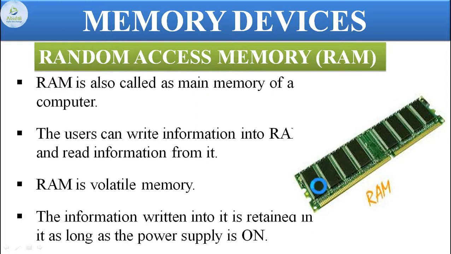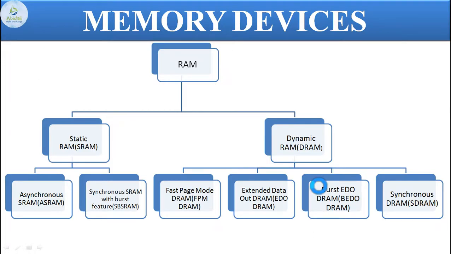So the information written onto the RAM is retained in it as long as the power supply is on. That is called volatile memory. Volatile in the sense the information is retained as long as the power supply is on. When it becomes off, the information will be erased or removed.